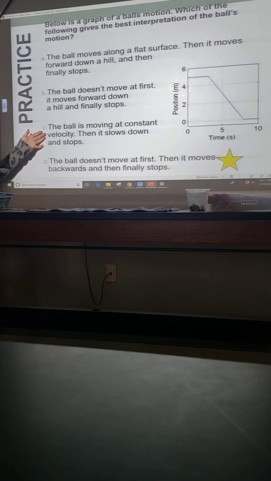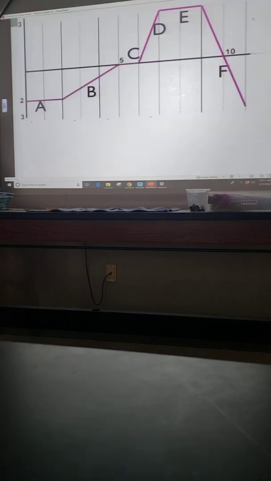Nobody liked constant velocity, so that was a good one to be able to rule out. The ball doesn't move at first, then it moves backwards, and finally stops. All right, so doesn't move, moving backwards, and then the flat line again means it stops again. Okay? All right, so we'll go ahead and we'll probably have to stop there.